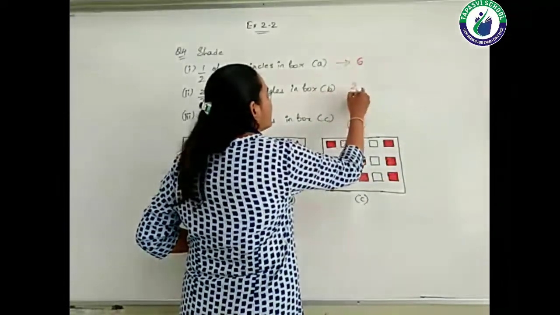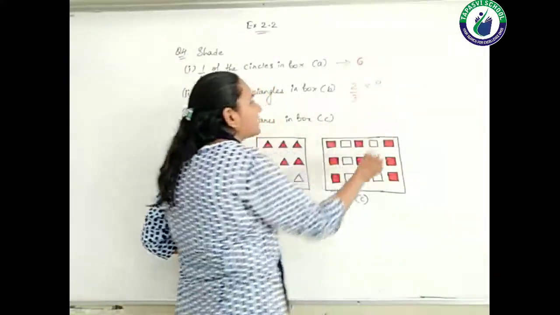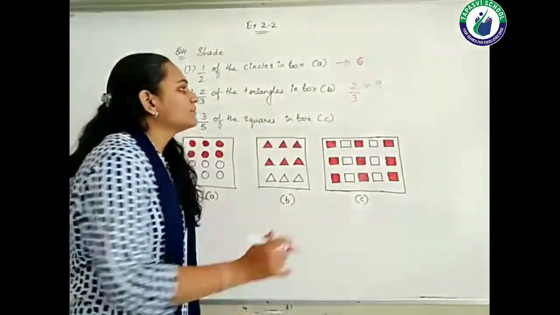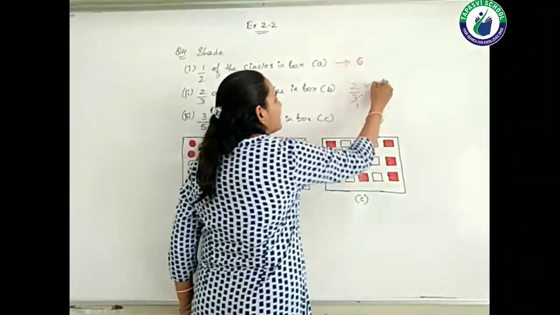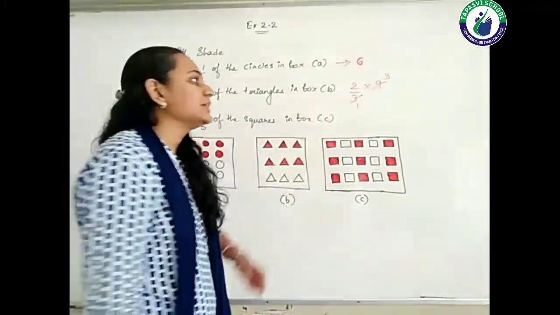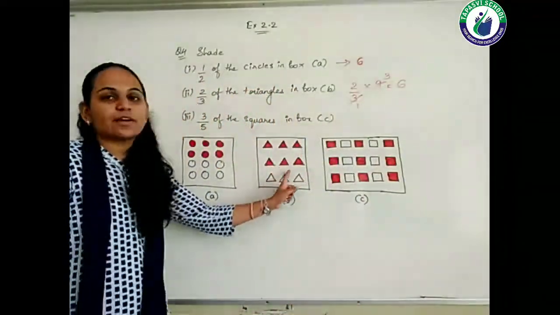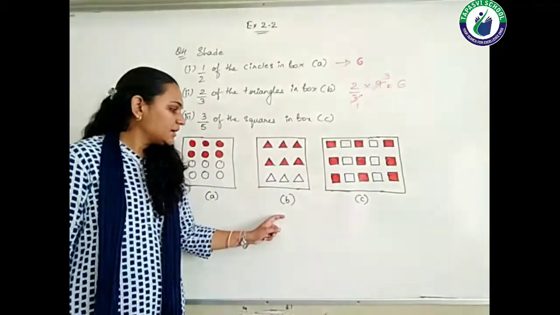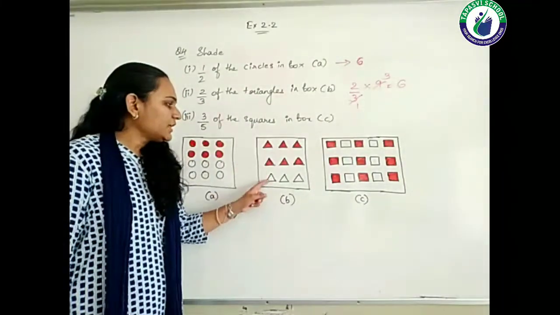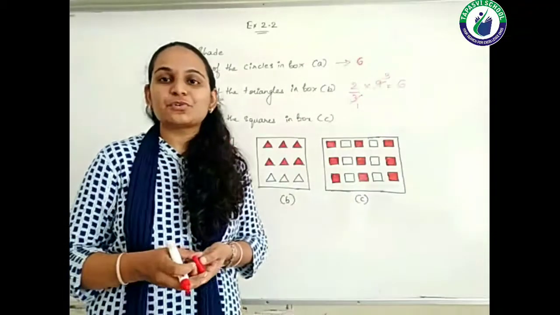I am showing on the board. See, 2/3 of means, students, of means to multiply. Clear, right? So 3 ones are 3 and 3 threes are 9. Clear? Now what is remaining? 2 into 3, that means 6. So I have shaded 6 triangles of this box B, right? You can do 3, then 3, whatever you wish to, right?